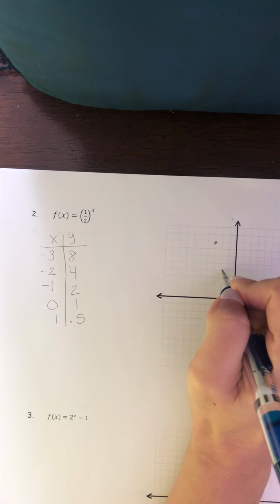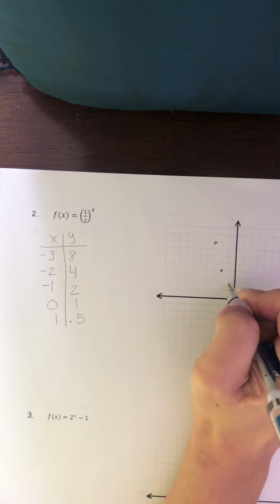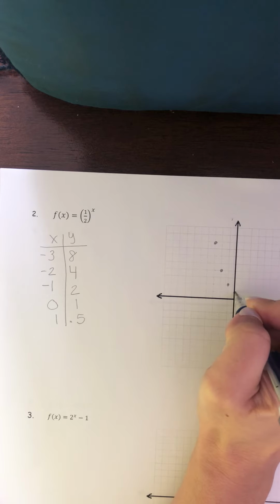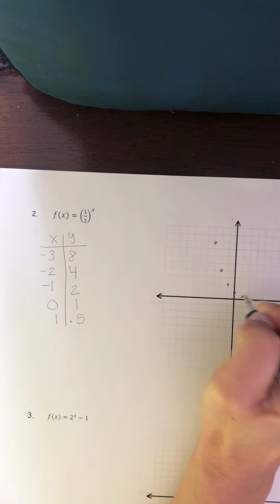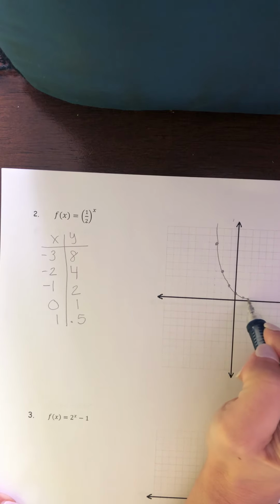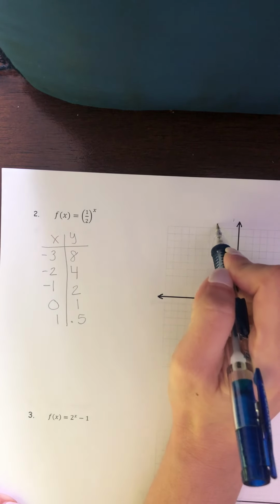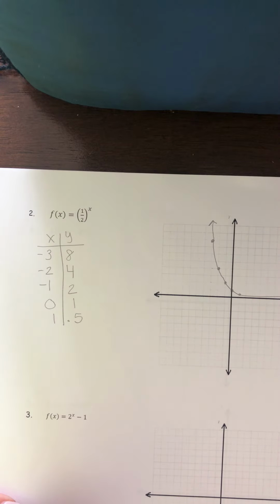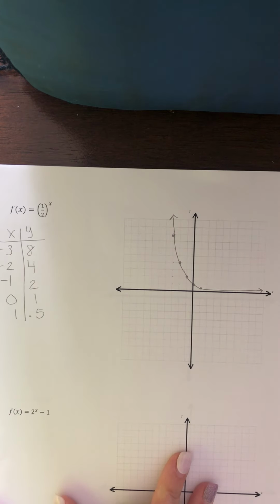-2, 1, 2, 3, 4. -1, 2, 0, 1, and 1 and 0.5. Again, it's a line that keeps going on and on. It gets closer to that x-axis, but it never actually touches it. Move that over so you can see the whole graph.